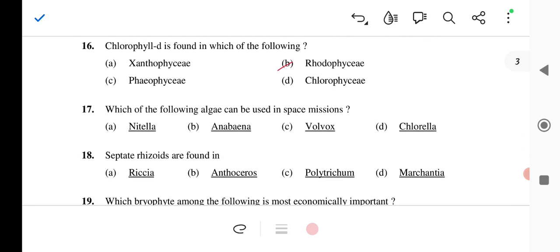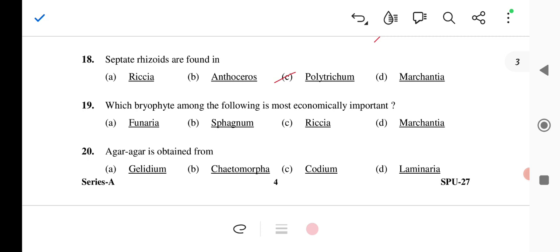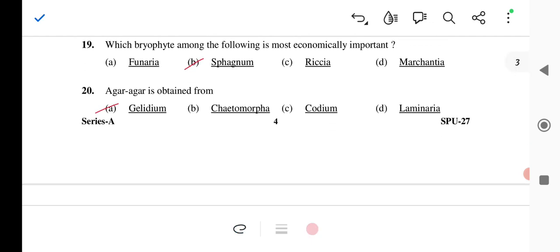Next is which one of the following algae can be used in space mission? Chlorella is used as a food. Next is septate rhizoids are found in Polytrichum. Next is which bryophyte among the following is most economically important? Most economically important is Sphagnum. Next is agar agar is obtained from? It is obtained from Gelidium. Favorite question of the examiner.